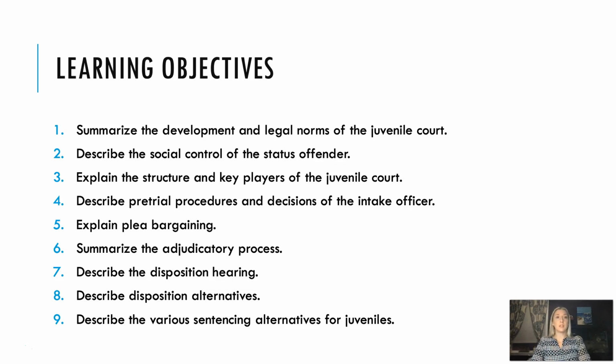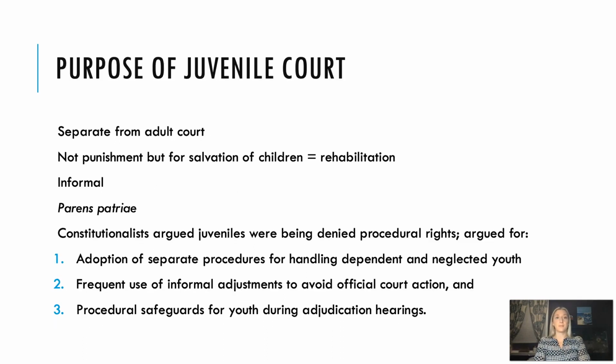So the learning objectives for this lesson are that by the end, you will be able to summarize the development and legal norms of the juvenile court, describe the social control of status offenders, explain the structure of juvenile court as well as who the key players are, describe pretrial processes, procedures, and decisions that an intake officer will make, explain what plea bargaining is, summarize the adjudicatory process, describe what a disposition hearing is and what disposition alternatives are available, as well as describe the various sentencing alternatives for juveniles.